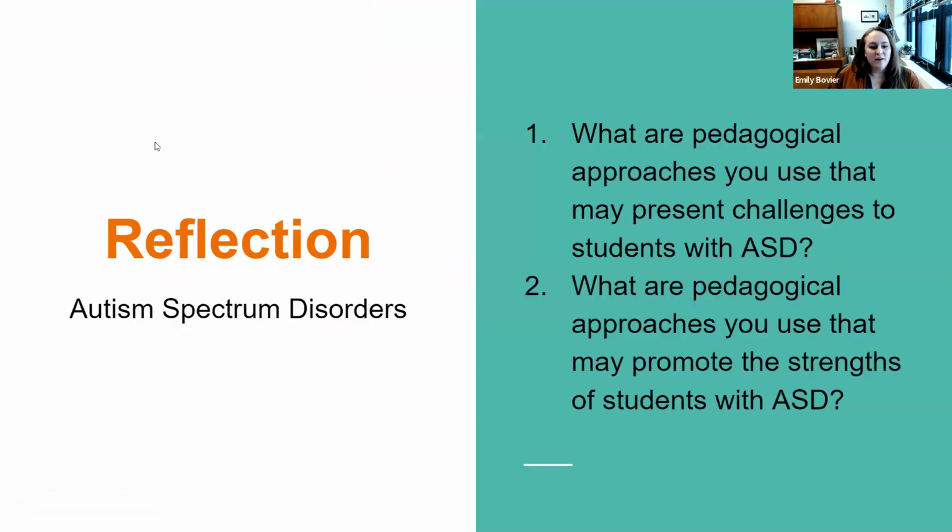So I have some other information here, a case study that you can use on your own to think about what you might do in that situation. But what I'd like to do is spend some time thinking on this first reflection question, specifically for autism spectrum disorders. So at the beginning of the talk, I primed you to think about your different practices. And I'd like to hear from folks just about some of their thoughts. What approaches do you use that might present challenges for students with autism spectrum? And what approaches do you use that might promote strengths? So Ramin, I saw a hand pop up right away. Go ahead.